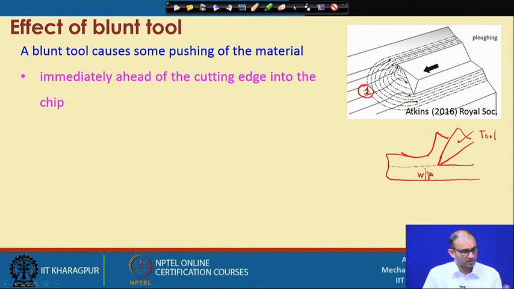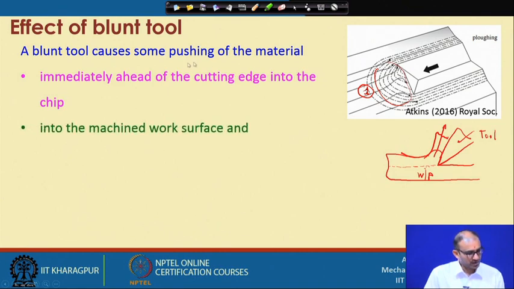So, this is immediately ahead of the cutting edge into the chip. Whatever portion is there, will be here. When it continues, some of this part will come out as a chip, while some of them will be moving here and there, that we will see in the next 2-3 topics, right. So, what happens because of that? First, some of the material will go ahead into the chip, second, into the machine surface.